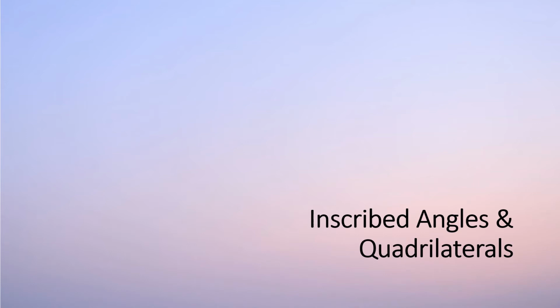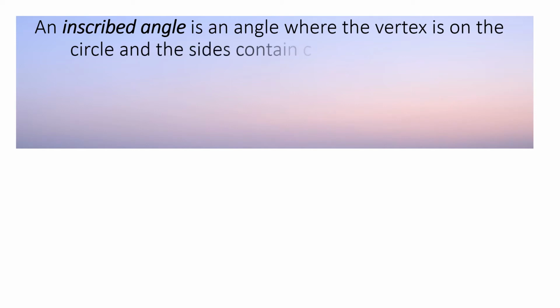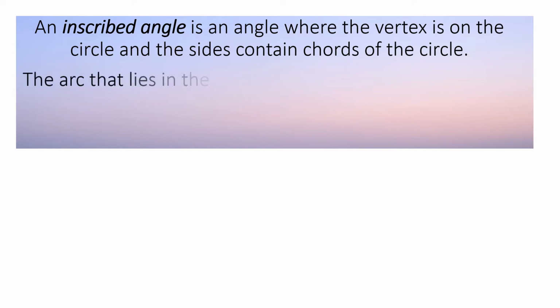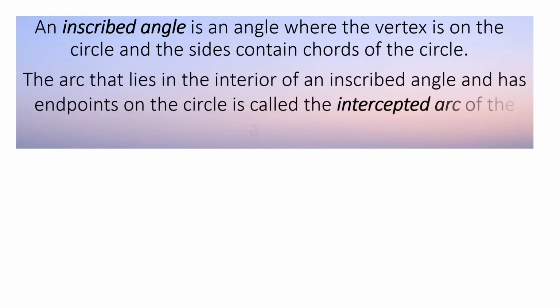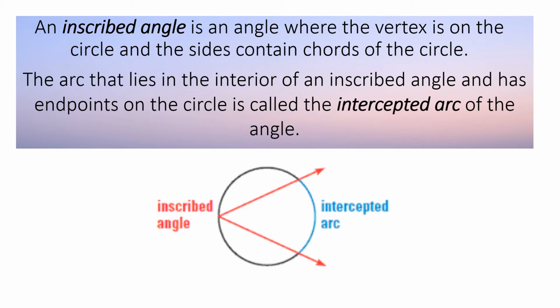Let's talk about inscribed angles and quadrilaterals. An inscribed angle is an angle where the vertex is on the circle. The sides of the angle are chords. The arc that lies in the interior of an inscribed angle and has endpoints on the circle is called the intercepted arc. Here's a visual.